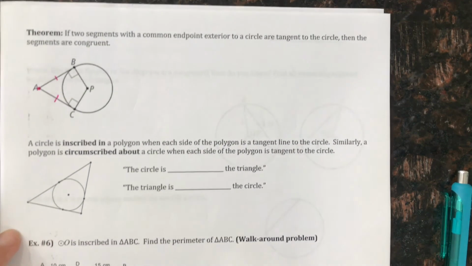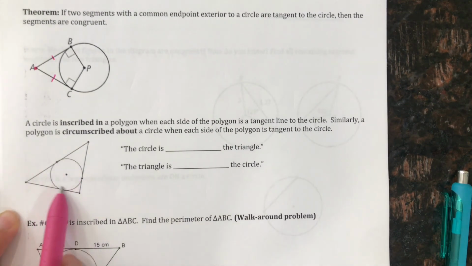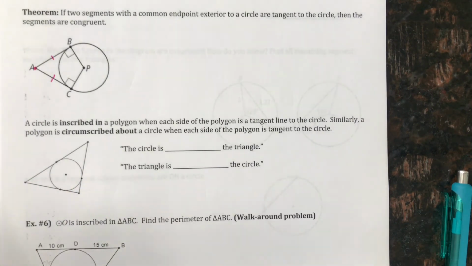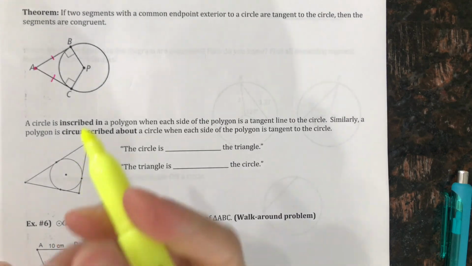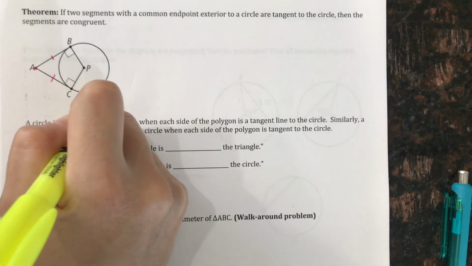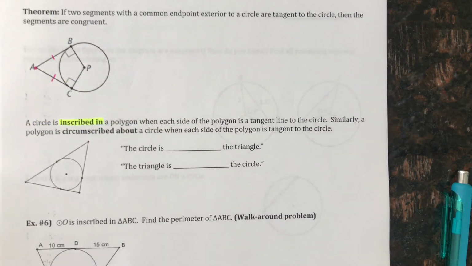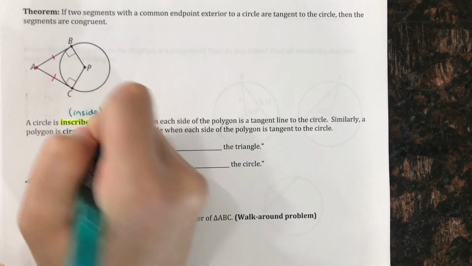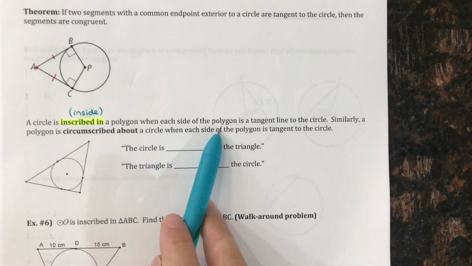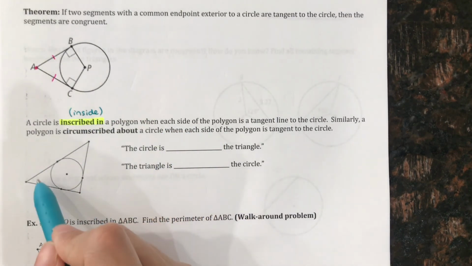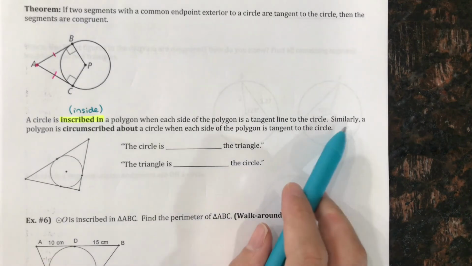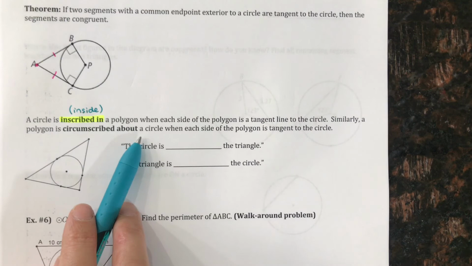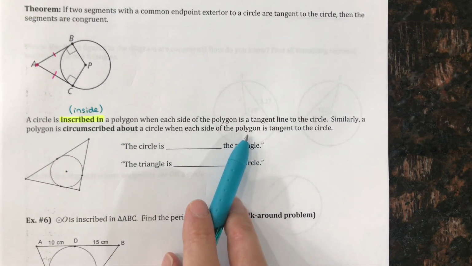Now, sometimes you guys will have circles that are drawn inside a figure. We've probably seen these words before, but we'll just reiterate. A circle is inscribed in a polygon. Sometimes I like to think of that as inside. When each side of the polygon is tangent to the circle, okay? Similarly, a polygon is circumscribed about the circle when each side of the polygon is tangent to the circle.